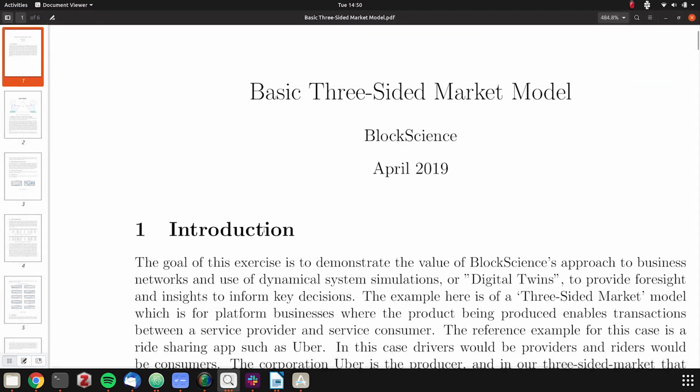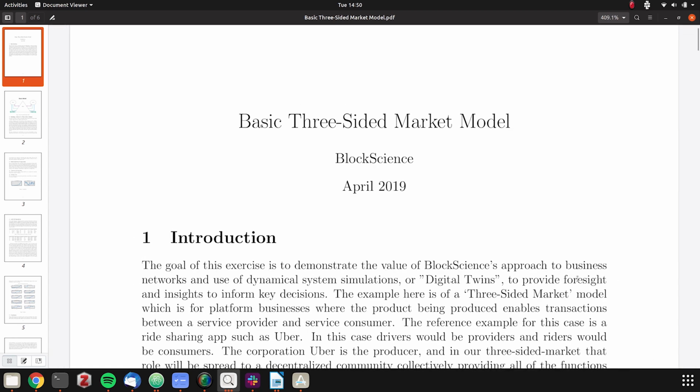Today we're going to walk through the basic three-sided market model we've created, as per popular demand, kind of translating an actual business problem into a cadCAD model. So what we have here is a LaTeX paper that we'll share, as well as a notebook. I'll first walk through the LaTeX paper to understand what's going on here, and then I'll walk through the notebook.